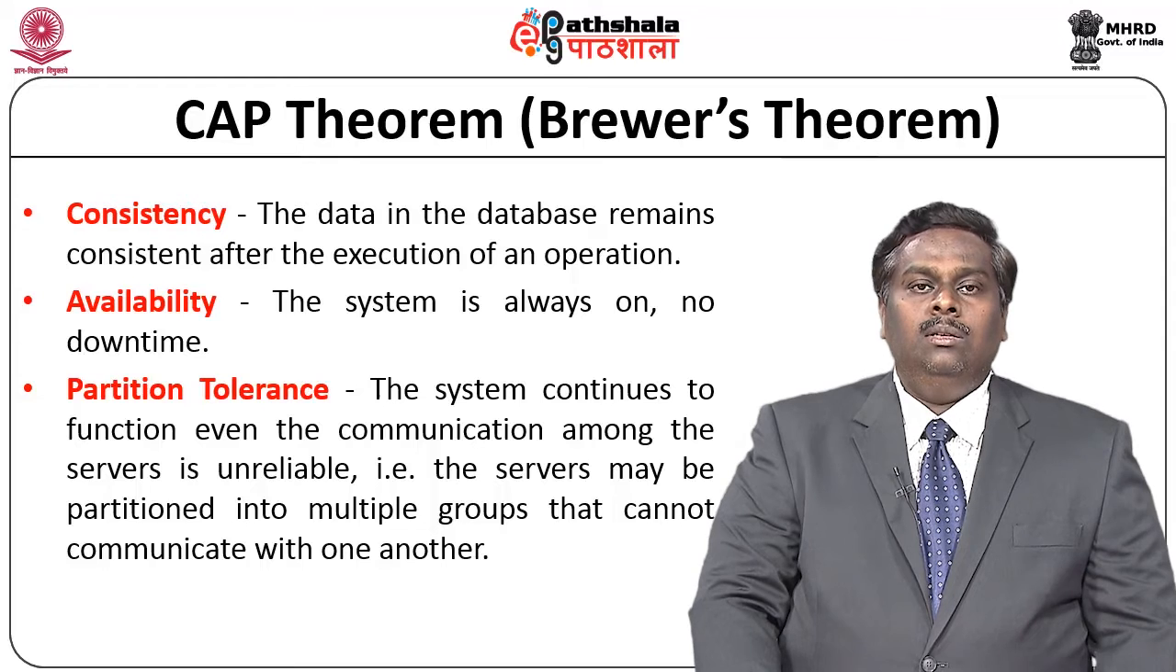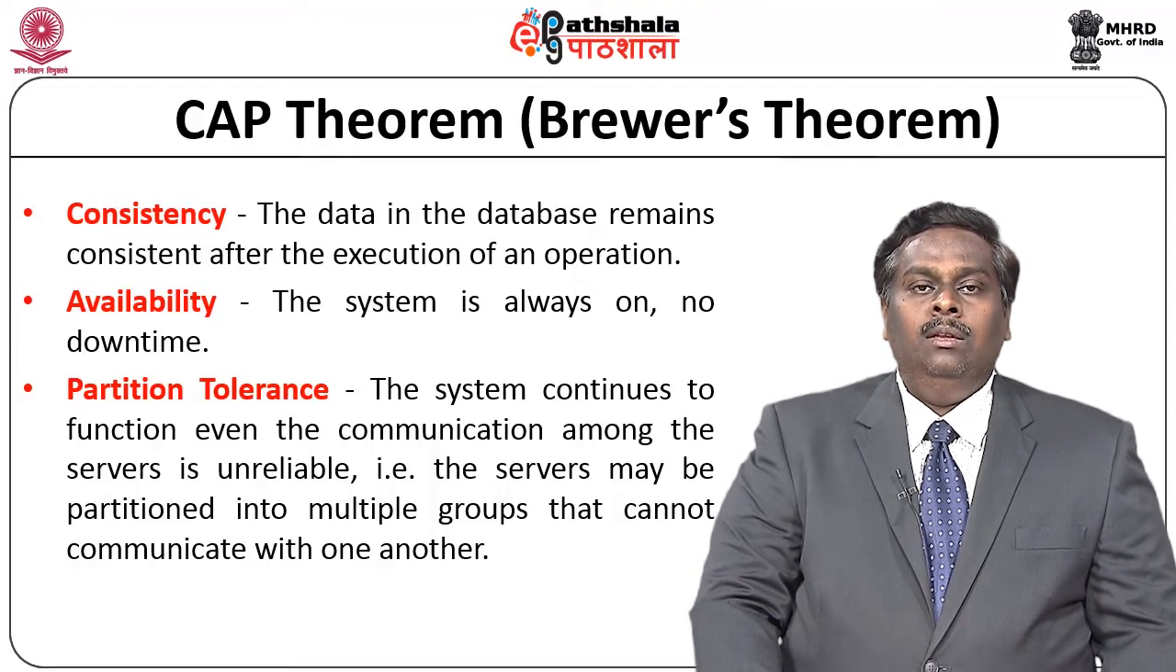The third abbreviated component, P, is partition tolerance, meaning the system continues to function even when the communication among the servers is unreliable. In other words, the servers are partitioned into multiple groups, and these groups need not be in a position to communicate with each other, but still the system is always up.